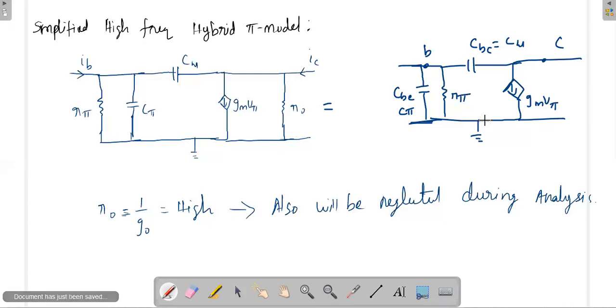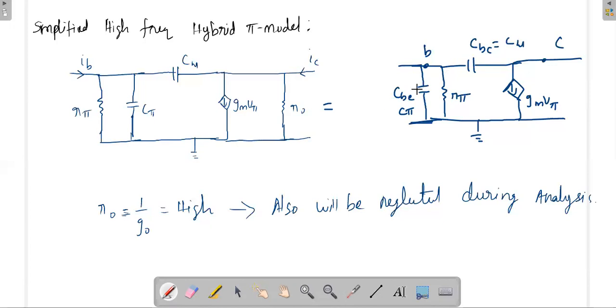When the frequency is very high, this capacitance may go short. That means it is limiting your gain at high frequency, because if the frequency is very high, this capacitance will go short. Then whatever signal you are feeding will be at the input side only, and will not go to the output side. That is the main problem. So definitely this capacitance is going to affect your gain at a very high frequency. That's why when we go for high frequency analysis, we have to consider the effect of this capacitance.